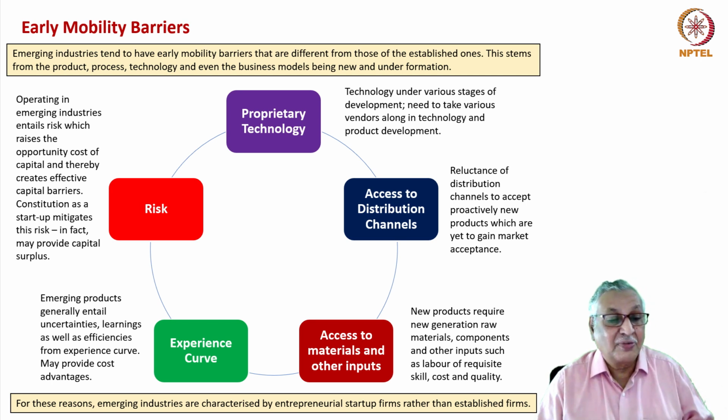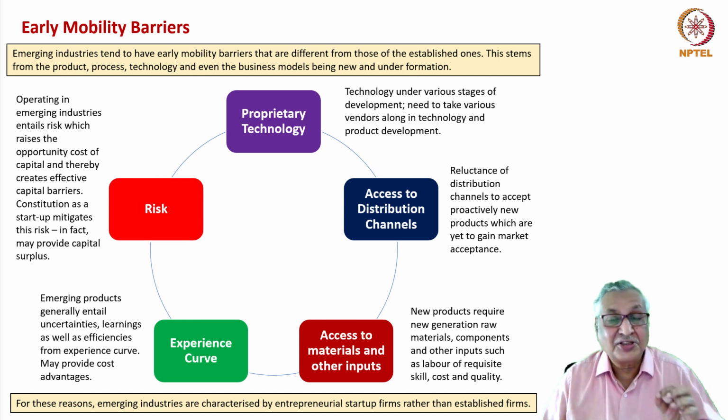Experience curve. Emerging products generally entail uncertainties, learnings, as well as efficiencies from the experience curve. They may provide cost advantage, but only after the experience comes in. That is the mobility barrier. You need to stay in that product line, in that manufacturing line, in that business for a reasonable amount of time to be able to master the art of delivering the product with a good cost advantage. Then this is a plain and simple risk.